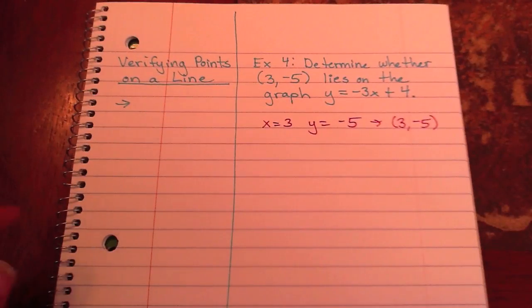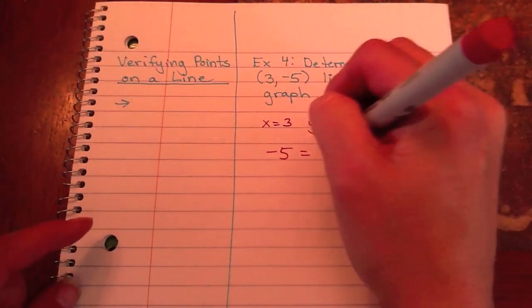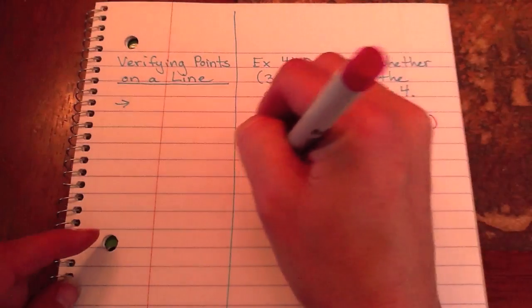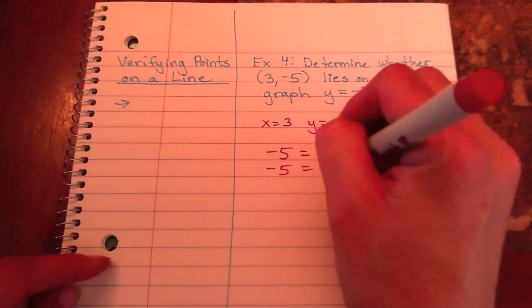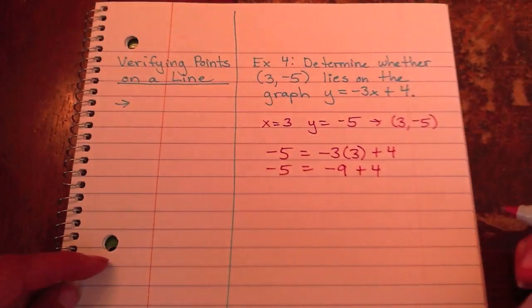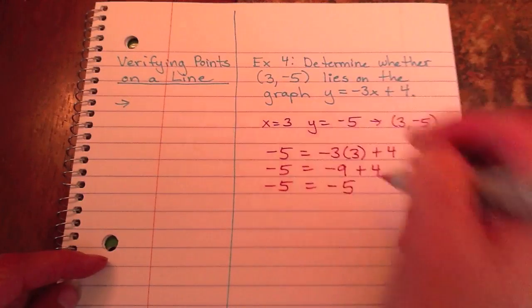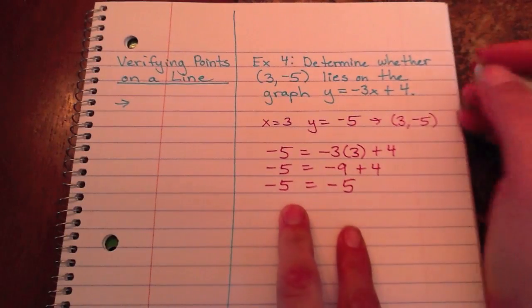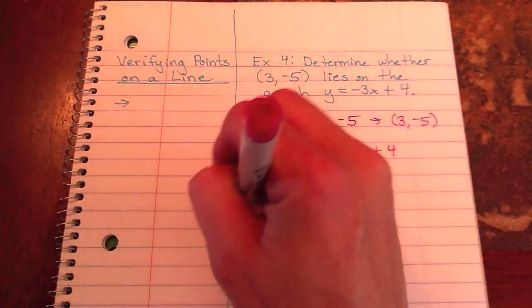Now I'm just going to plug it in and see if it balances. -5 equals -3 times 3 plus 4. -5 equals -9 plus 4. And -5 equals -5. It's like what you do when you check your equations to see if you got them right. Because this does balance out, it is a point on the line.